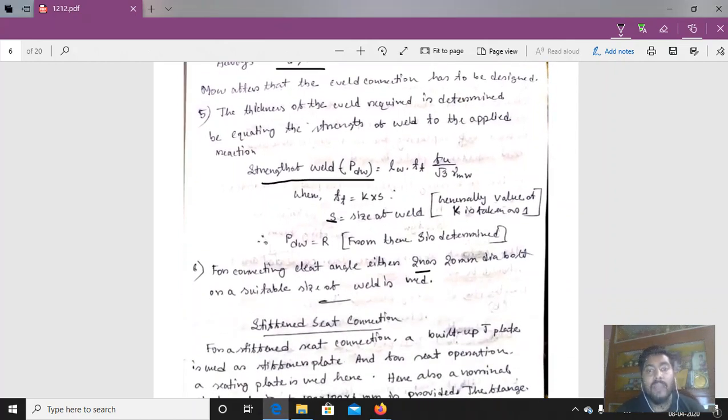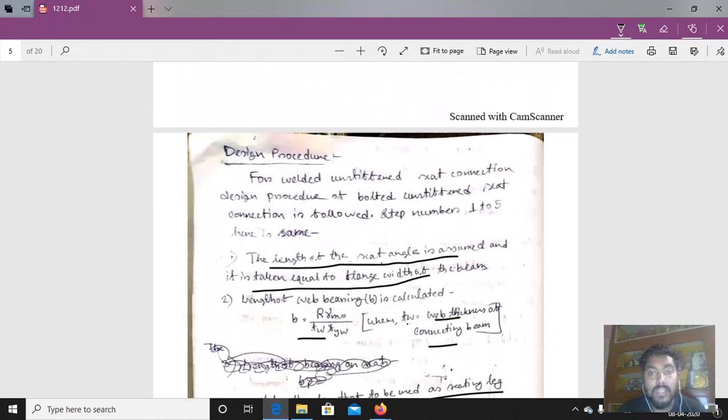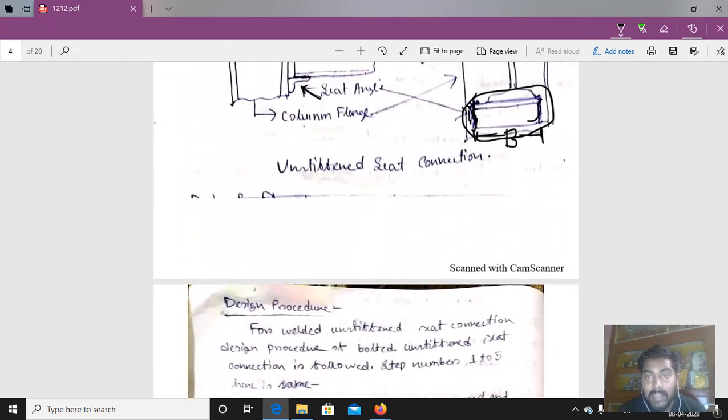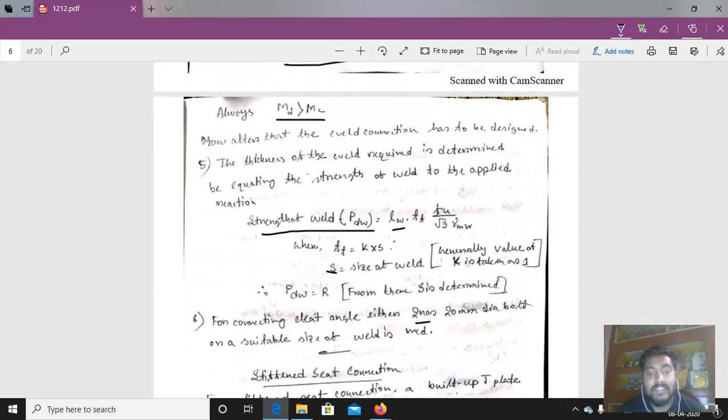Now the strength of the weld, we can determine. LW is the total effective length of the weld. This is the length and this is the length, these are the two lengths of the weld. So we can determine the length of the weld from that connection. Then we know the Fu, that is 410 for Fe 410 steel, and gamma Mw, which we know is 1.5 and 1.25 depending on whether it is shop welding or site welding.